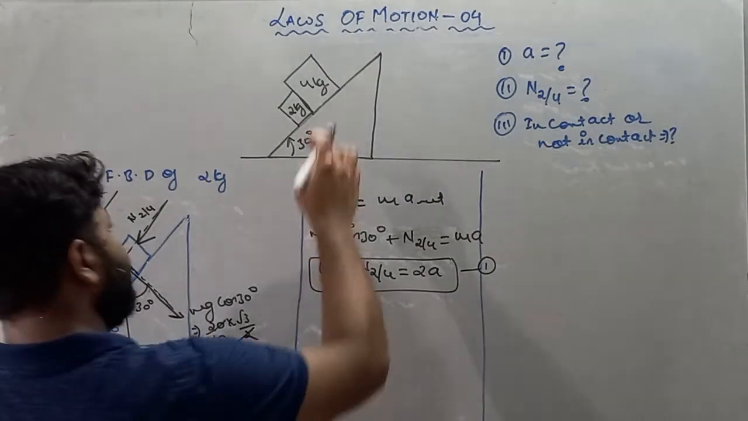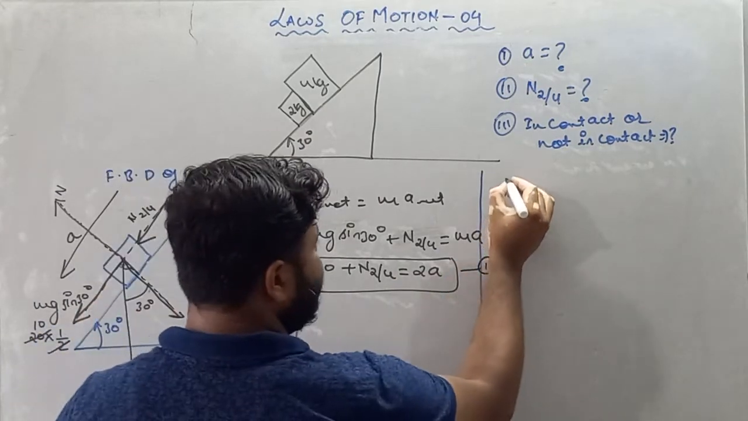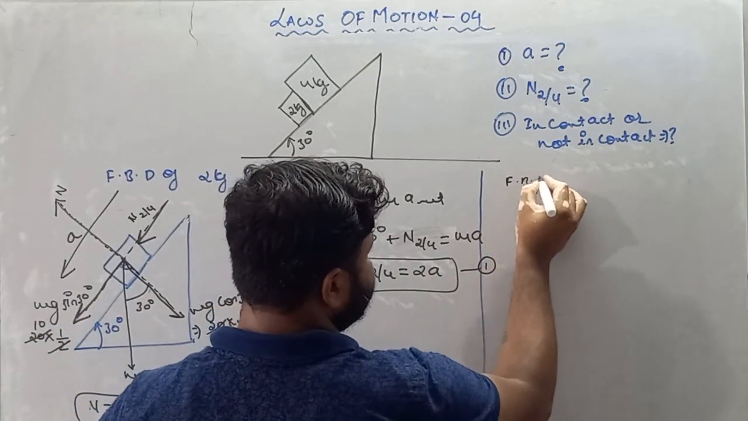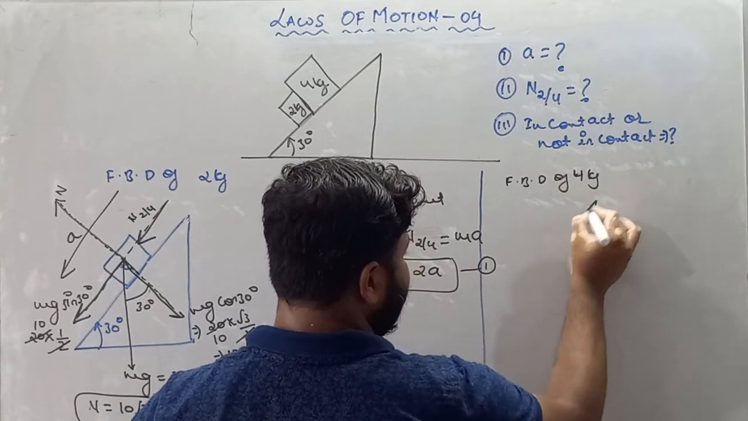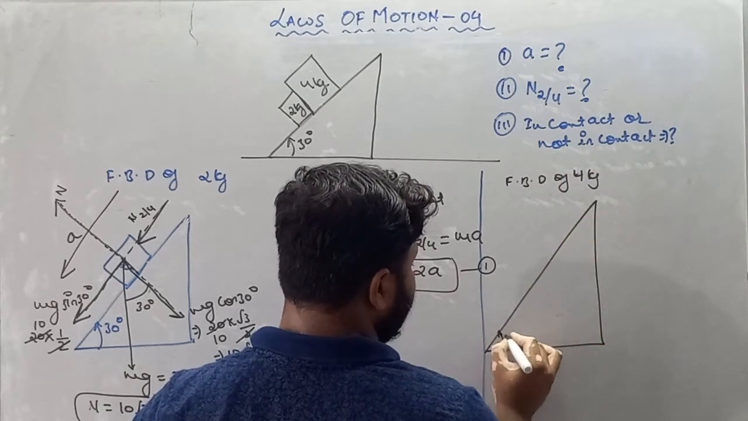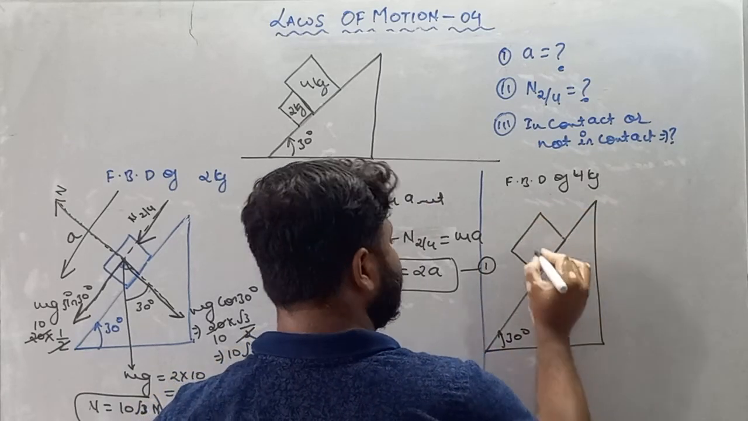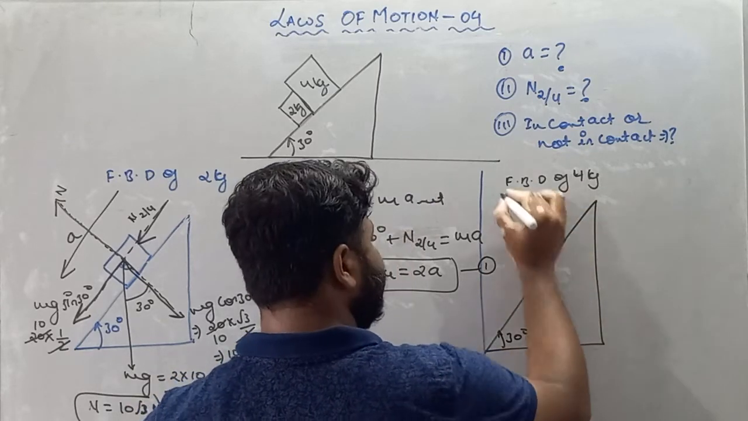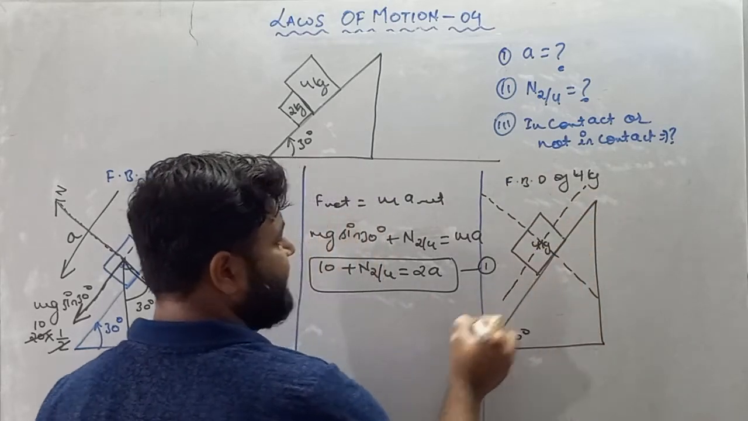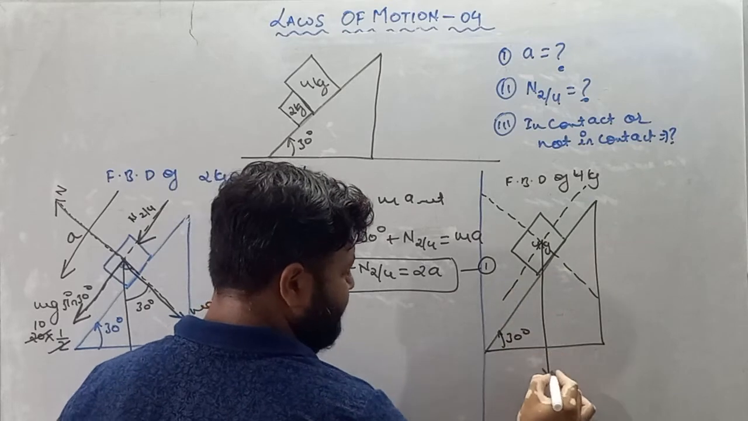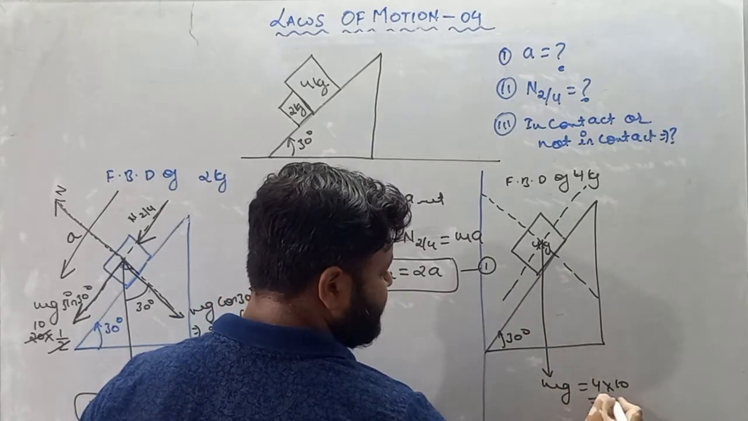Moving forward, now make the FBD of the 4 kg block. So I'll write here FBD of 4 kg block. This is the inclined plane whose angle of inclination is 30 degrees. This is our 4 kg block. We know that this is our y-axis on the inclined plane and this is our x-axis. Mg always acts vertically downward, m is 4, g is 10, so mg is 40.